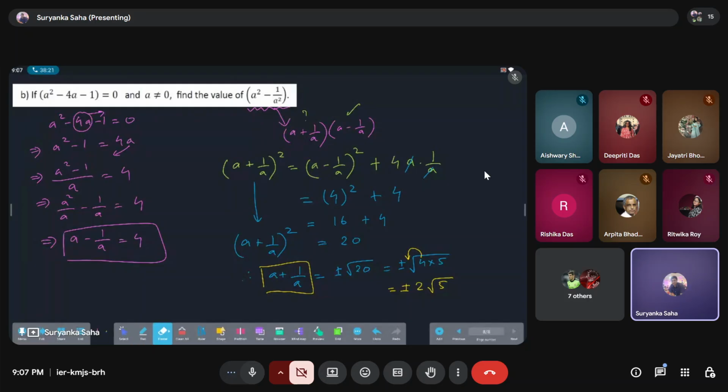Here you can put this. You already know this. So I will write like this over here. This one, a plus 1 by a, is plus minus 2 root 5, multiplied by a minus 1 by a, which is 4. So ultimately the result will be how much? 4 twos are plus minus 8 root 5 will be the result.